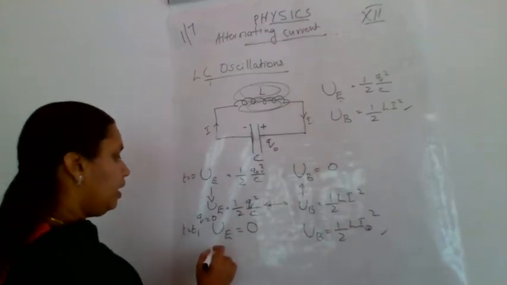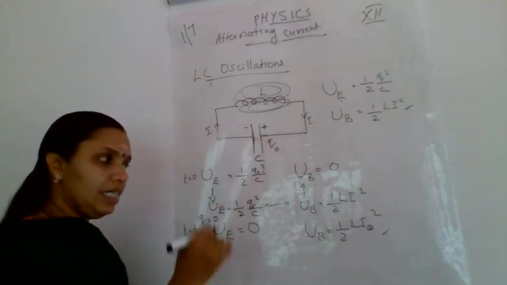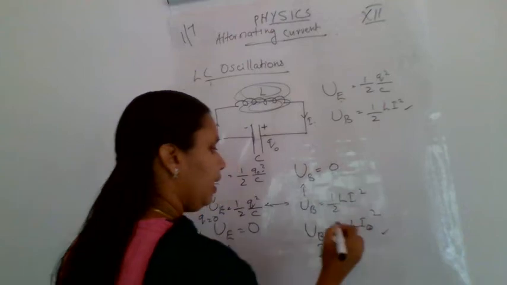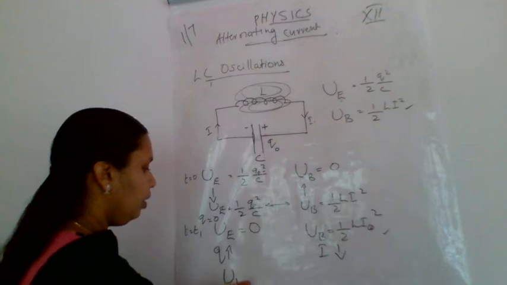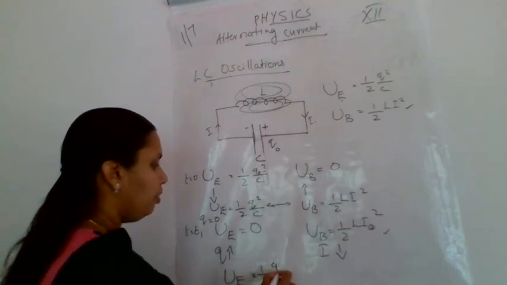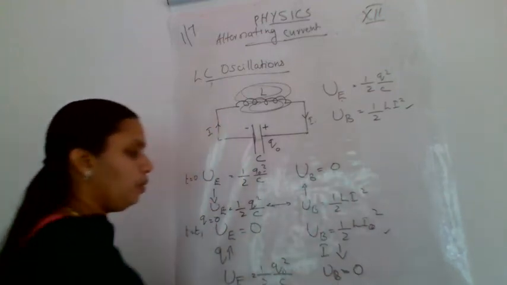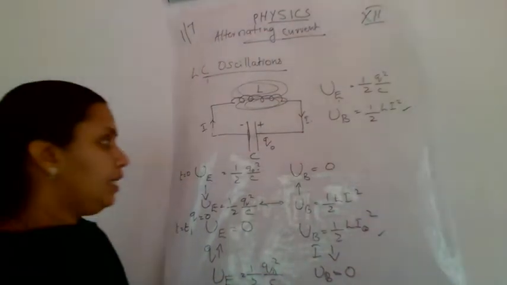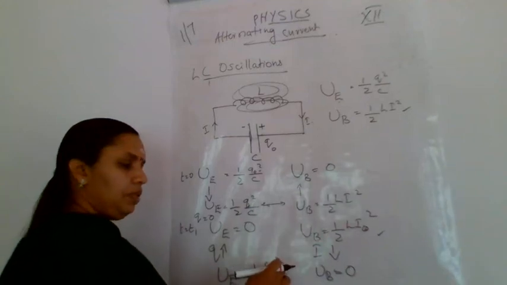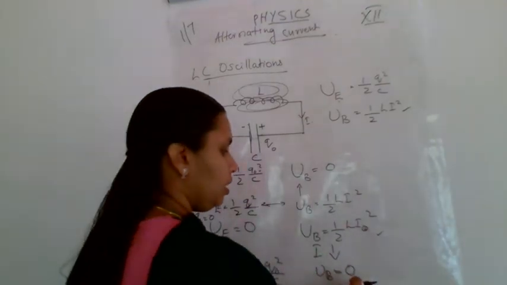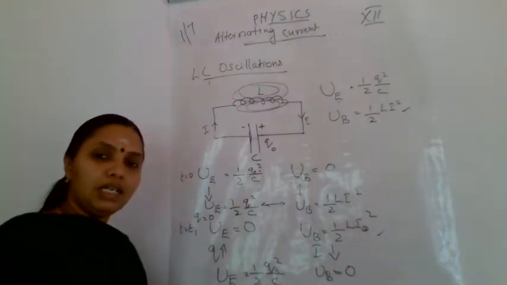So what happened? At that time Q starts increasing, like the amount of charge across the capacitor increases. Meanwhile, the current across the inductor decreases. After some time, UE becomes half Q0 square by C and UB equals 0. The current becomes 0. Now the capacitor is fully charged, the charge becomes Q0. At that time, what is the current across the inductor? The current across the inductor becomes 0 and the magnetic energy becomes 0.